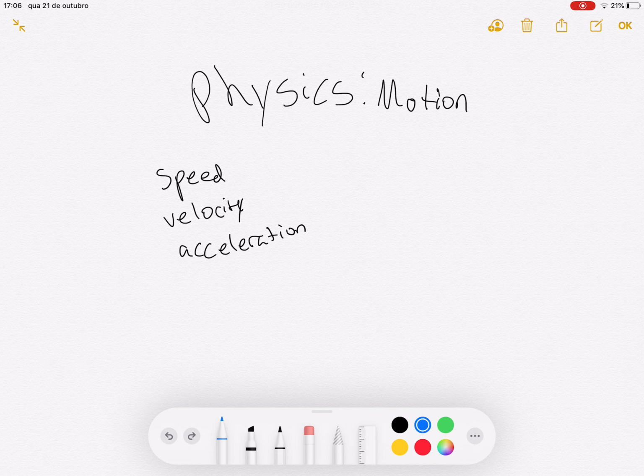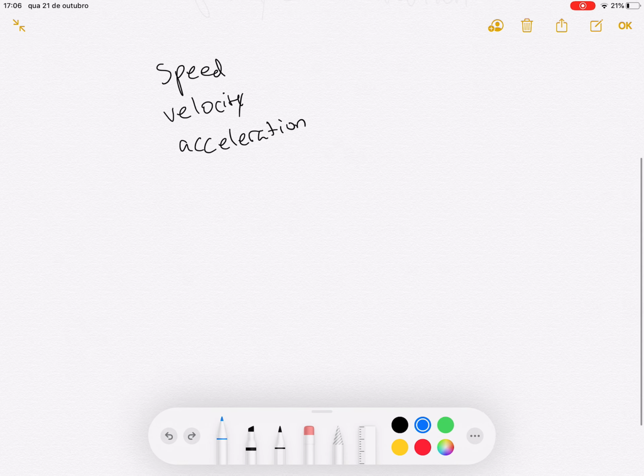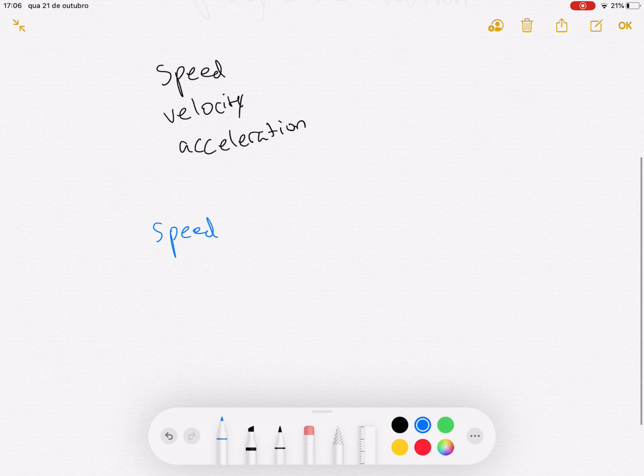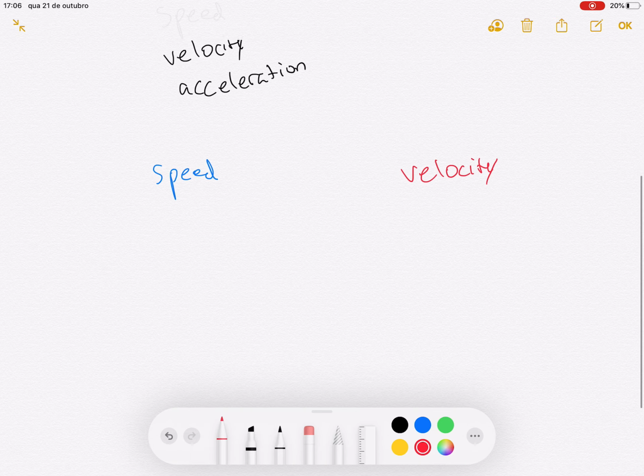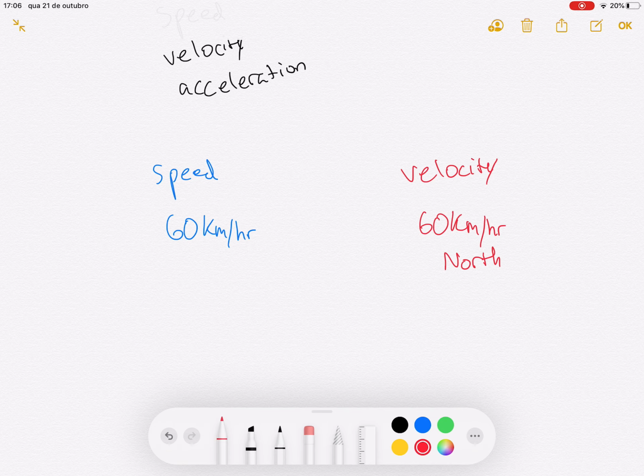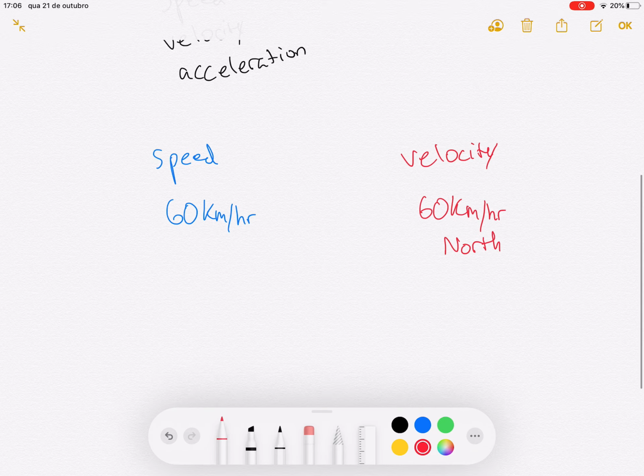Speed and velocity have some similarities, but they also have some differences. Speed is basically velocity, but without direction. For example, you're in a car going at 60 kilometers per hour, and that would be speed. Velocity, on the other hand, could still be 60 kilometers per hour, but it would be 60 kilometers per hour north or south or any other direction. So that's basically the difference between speed and velocity. Speed doesn't have direction and velocity does. Other than that, they're the same.